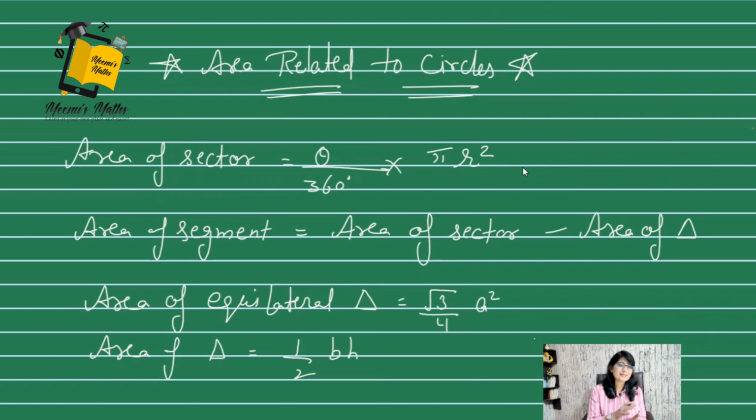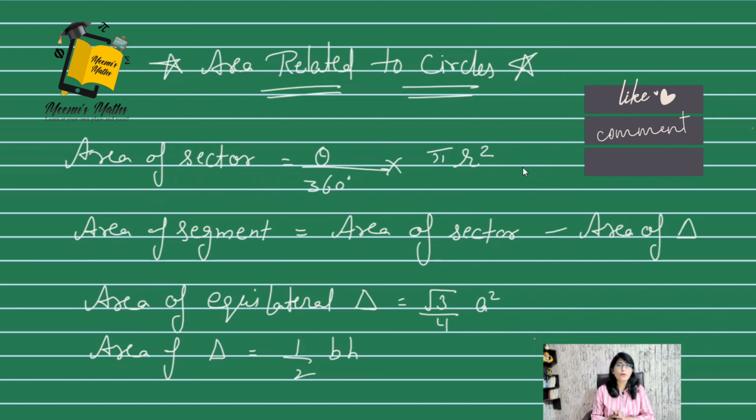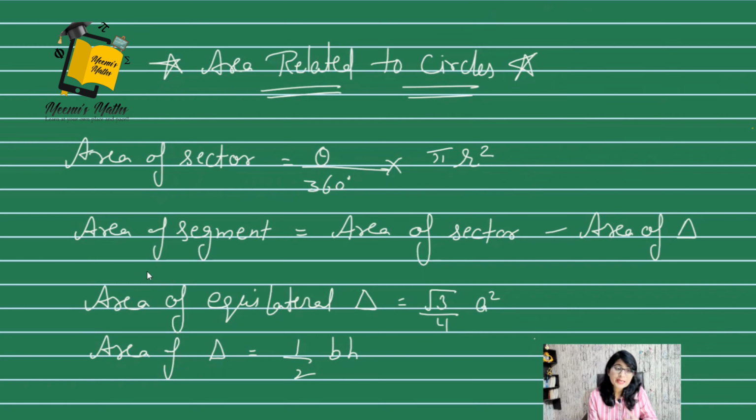If you don't know what is sector, segment, etc., go to my other video. I am giving the link of that video. Area of segment, that is area of sector minus area of triangle. If I say this is a circle, this area is called sector, and this part is called its segment. So area of segment, we can say area of sector minus area of triangle.